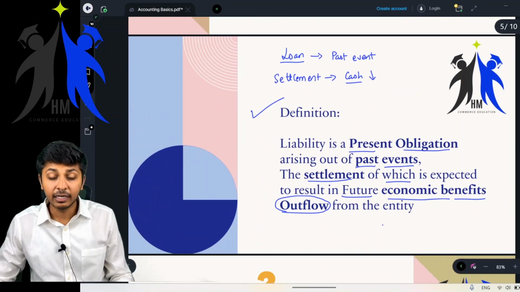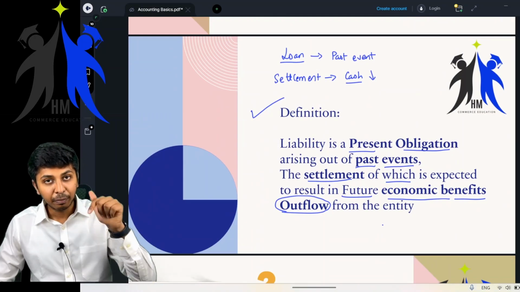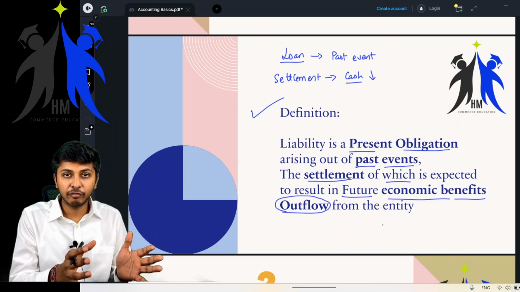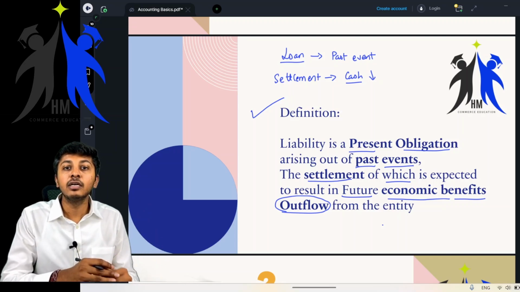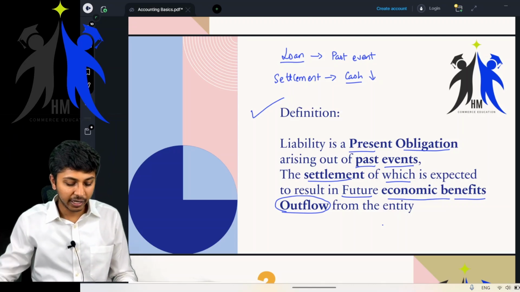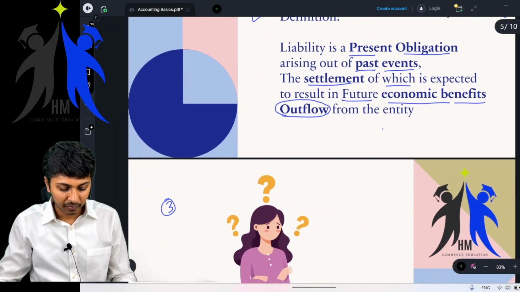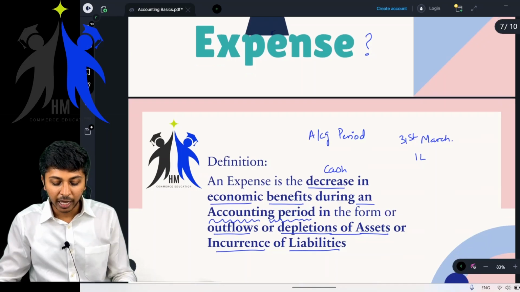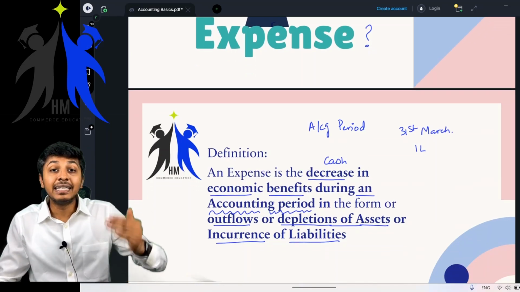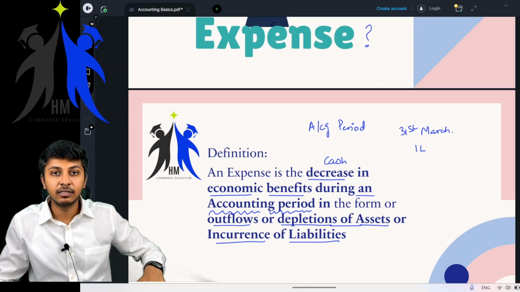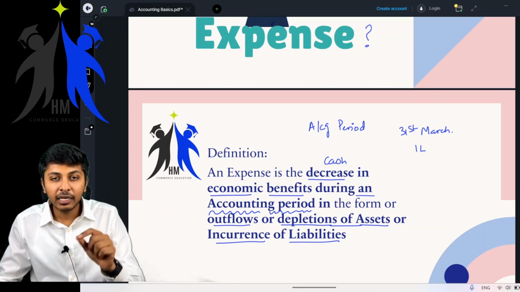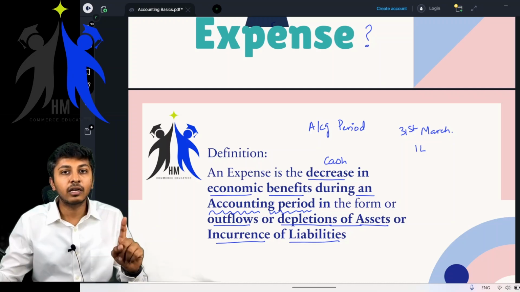So what is a liability? Again, quickly, a liability is a present obligation because of past events, the settlement of which, if I settle this liability, the future economic benefits will go out of my entity. Correct? What is an expense? Expense is something that will decrease my economic benefits by decreasing my assets or increasing my liabilities. And the main key point is it should be within an accounting period.